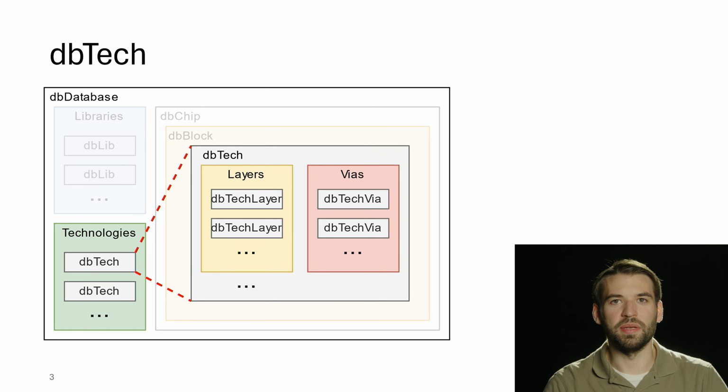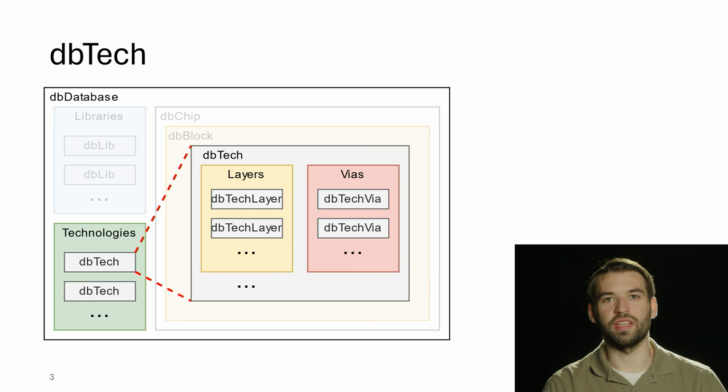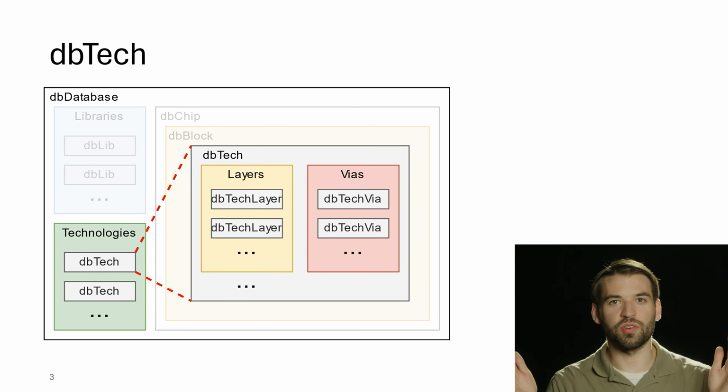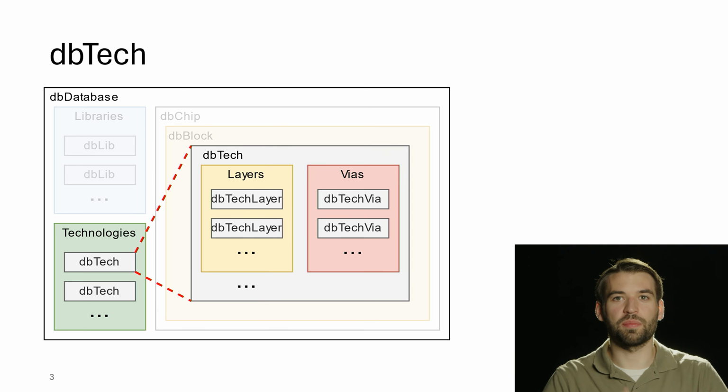Navigating inside the DB tech, we'll find that the two main components in here are layers and vias, as well as some others. Remember that every chip is going to have specific properties defined for each layer, mostly dealing with the design rules such as how wide or narrow your wires can be, or how close together you can put two separate wires, and many more rules like that.